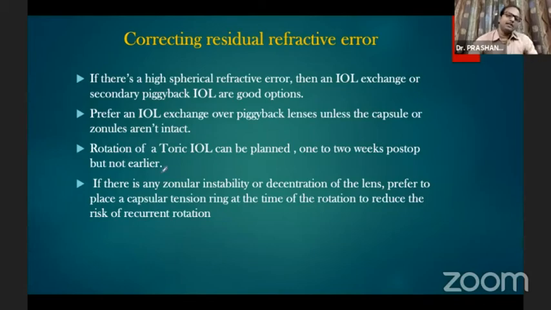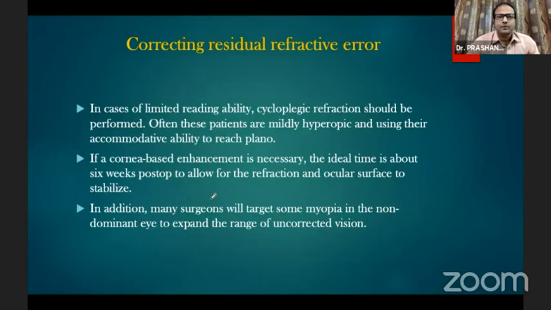If there is zonular instability, then toric IOL rotation should be avoided. It is better to go for laser vision correction. If the patient's vision and everything is fine, but they only have difficulty in seeing near things, then we can do a cycloplegic refraction. Sometimes these patients are slightly hyperopic, and they need a slight laser correction to correct this hyperopia.